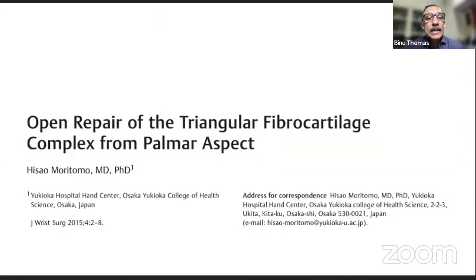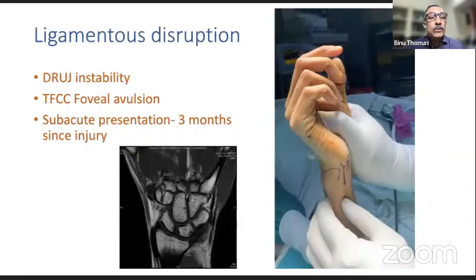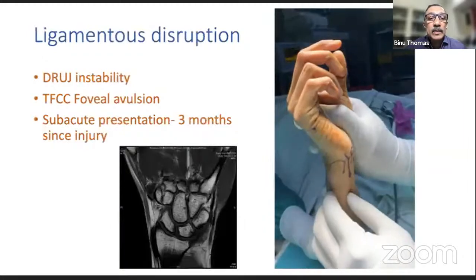Now, recently I came across this paper, and from then on I changed from the dorsal approach to the volar approach for the triangular fibrocartilaginous complex, and it seems to be much simpler and less damaging. So I use it now. This is the technique I use.